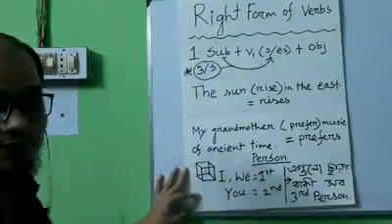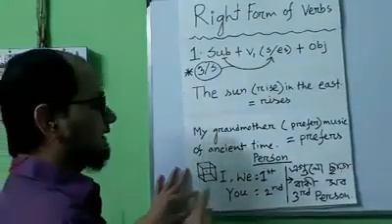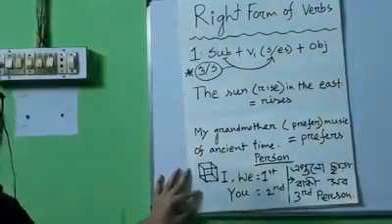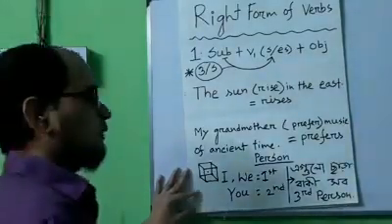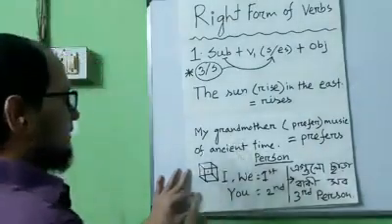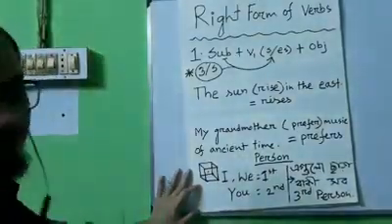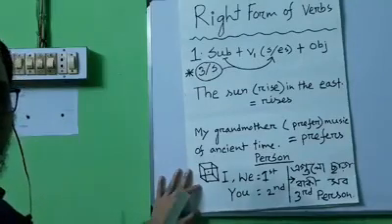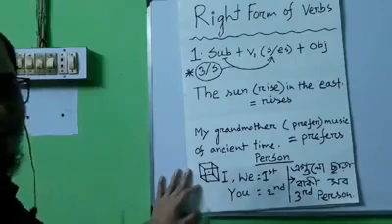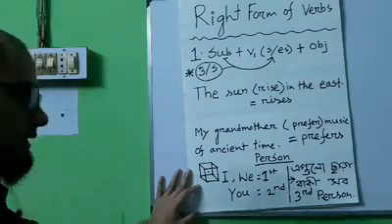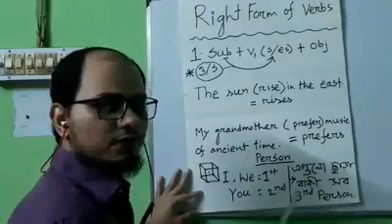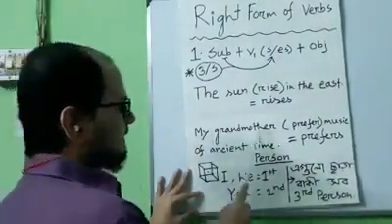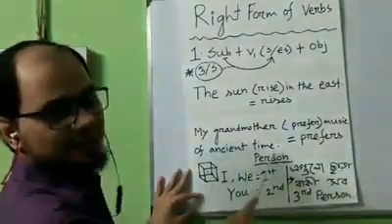Okay, next come to our second example. My grandfather prefer music of ancient time. Here, if we look at the subject, we will see that my grandfather, this word is third person and singular in number. So, we should add s after the verb word. The correct form of prefer will be prefers. My grandfather prefers music of ancient times.